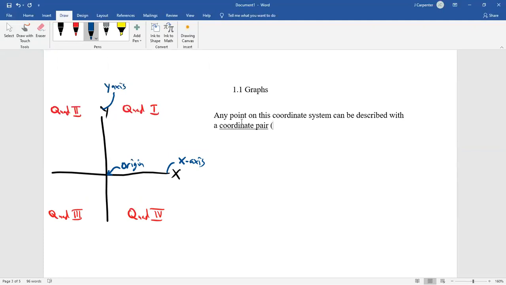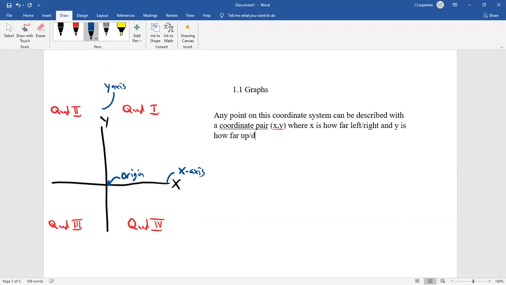Which looks like a pair of parentheses with a comma between them and 2 numbers. It kind of looks like interval notation, and here's the unfortunate side of things. It's not interval notation. This has absolutely nothing to do with interval notation, in fact. This is just a number that tells you how far to go left and how far to go right. So your x is how far left or right, y is how far down.